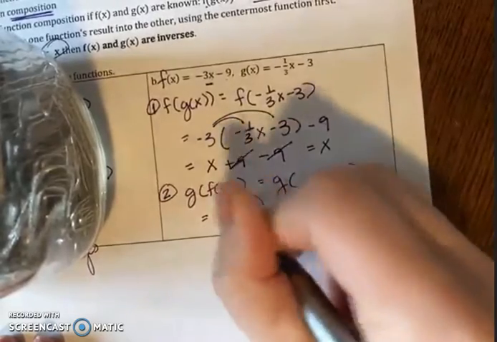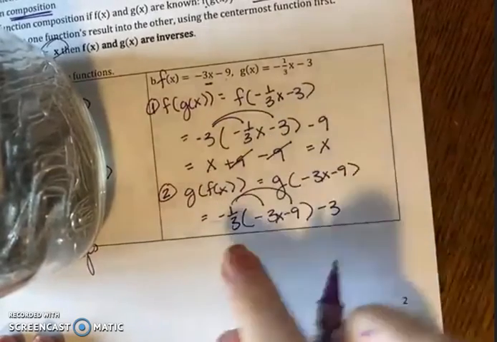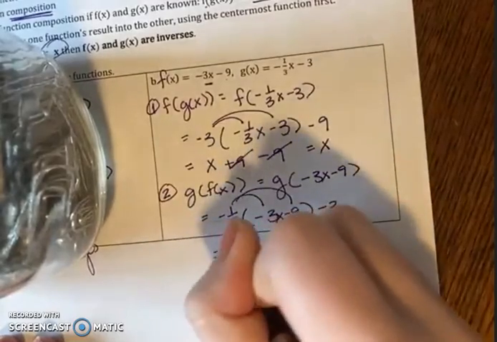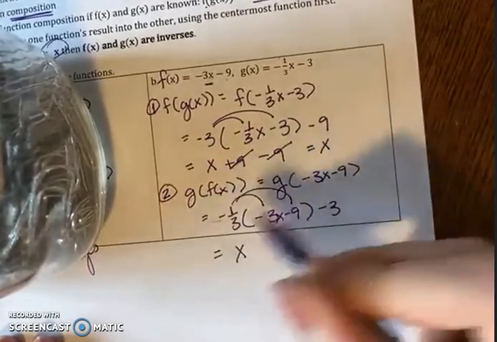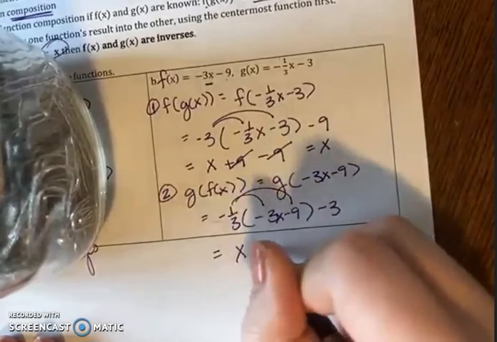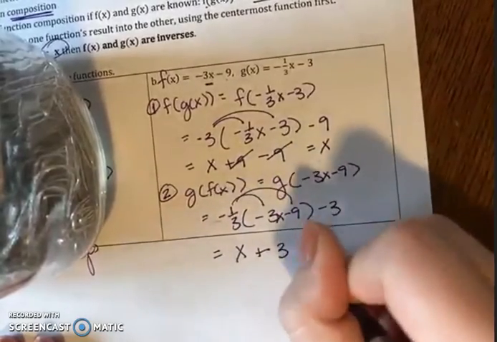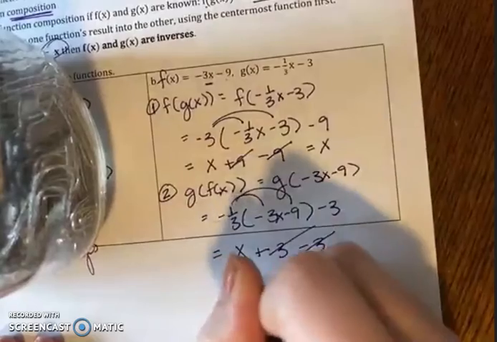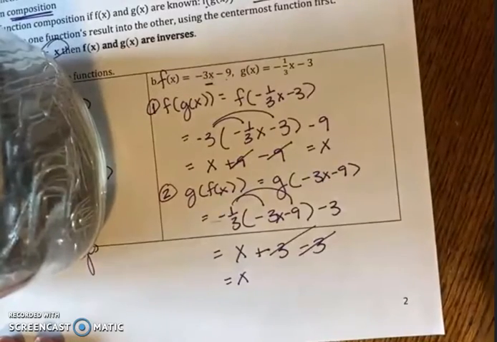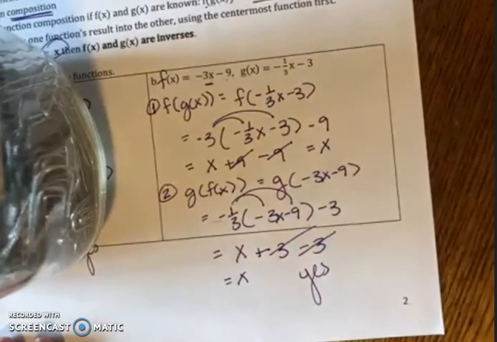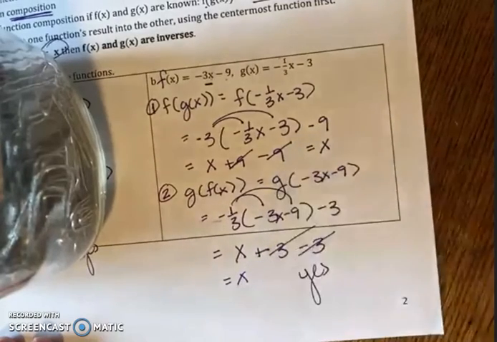Clean it up. I need to distribute that negative 1/3. Negative 1/3 times negative 3 is a positive 1x. Negative 9 times a negative 1/3 is a positive 3, because 9 divided by 3 is 3, and then minus 3. So they cancel. I do, in fact, end up with x. So yes, we have verified that they are, in fact, inverses. If they were not, we would not end up with an x here.